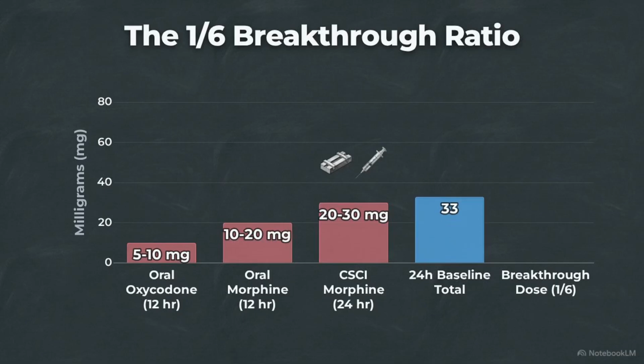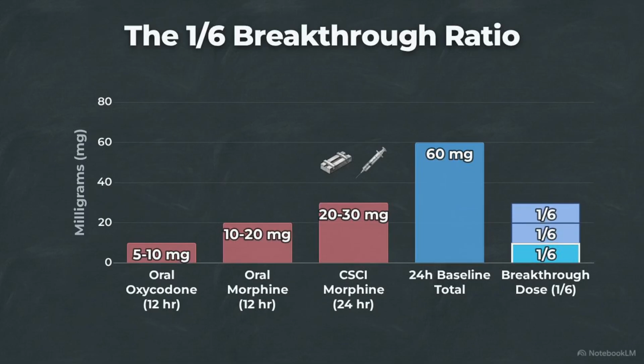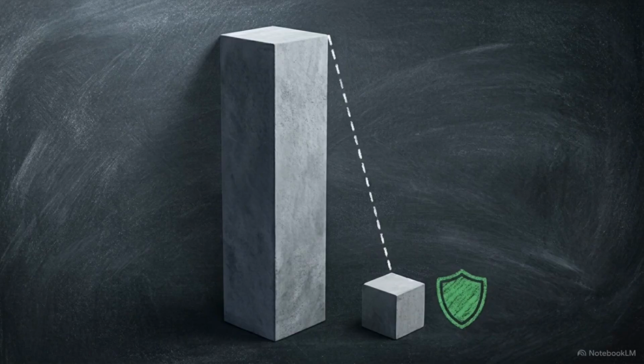To manage sudden spikes in pain, the baseline must be paired with an immediate-release breakthrough dose available every 4 hours. The protocol enforces a fixed clinical ratio. The breakthrough dose must be exactly 1/6 of the calculated 24-hour baseline total. This ratio ensures that as the 24-hour baseline is escalated, the breakthrough analgesia remains proportionally potent and safe.